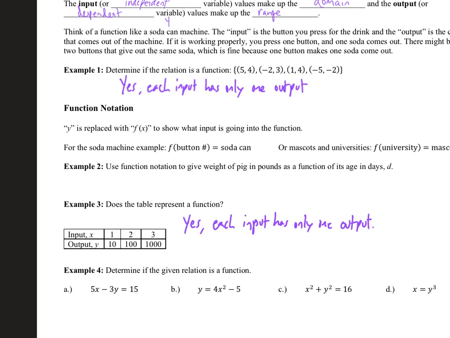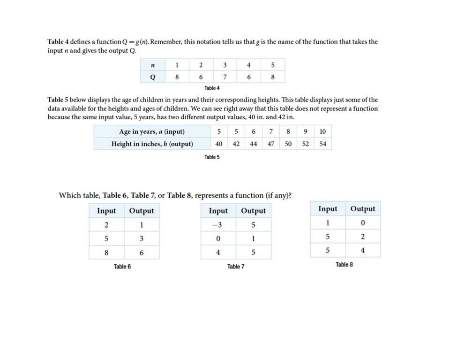Here's a couple examples that you guys don't have, and again, you can choose to write them down or not, coming out of your textbook. Here's the first table, looking at the inputs. 1 goes to 8, 2 goes to 6, 3 goes to 7, 4 goes to 6, 5 goes to 8. Since we're only seeing each input once, they appear to only have one output. Again, it's okay that the outputs are the same. So this one would be yes. That one is a function.